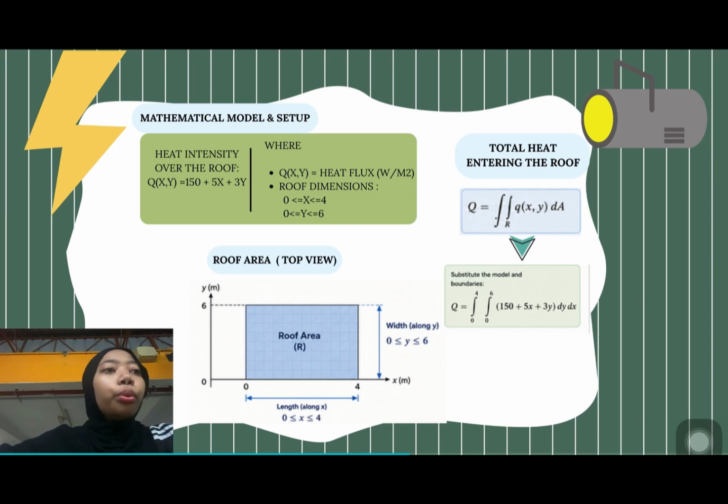After substituting the heat function and the roof dimensions, we obtain the double integral from 0 to 4 and 0 to 6 of (150 + 5x + 3y) dy dx. This equation sets up the calculation for total heat entering the roof. At this point, I will hand over to the presenter who will perform the integration step by step and explain what the final result means for reducing heat inside the house.